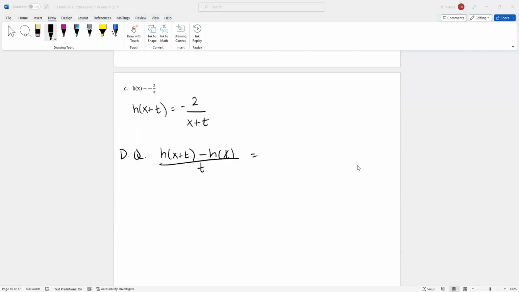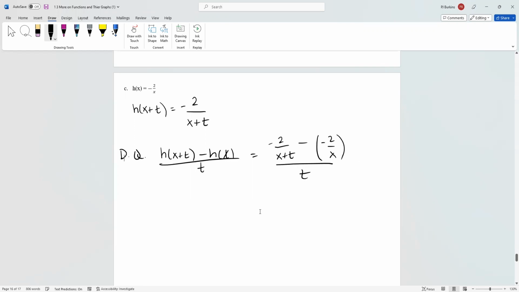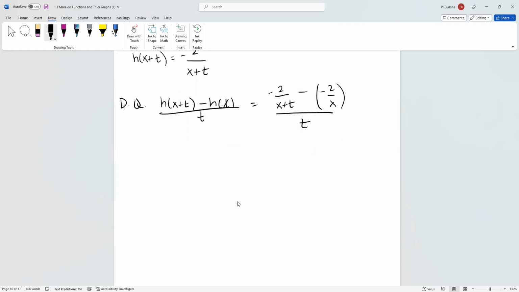Okay. So to plug in for h of x plus t, I have minus 2 over x plus t. Then I have minus, and it's the original function, which is minus 2 over x. Okay, I got to be careful with those negative signs. Let's just go ahead and fix that part first. So a negative times a negative makes that plus 2 over x. Now, I need to put these two fractions on top together. So I need a common denominator.